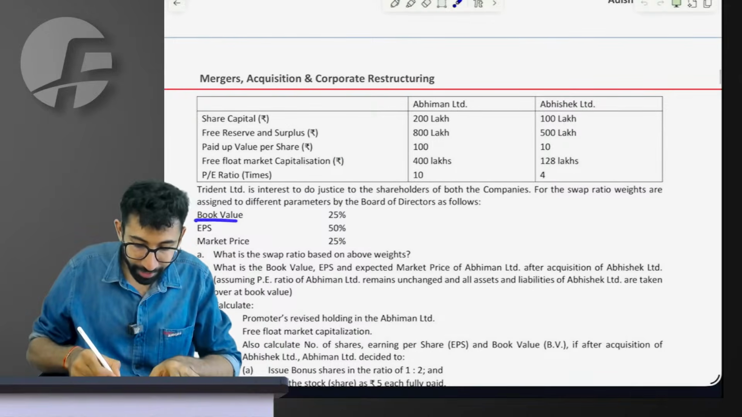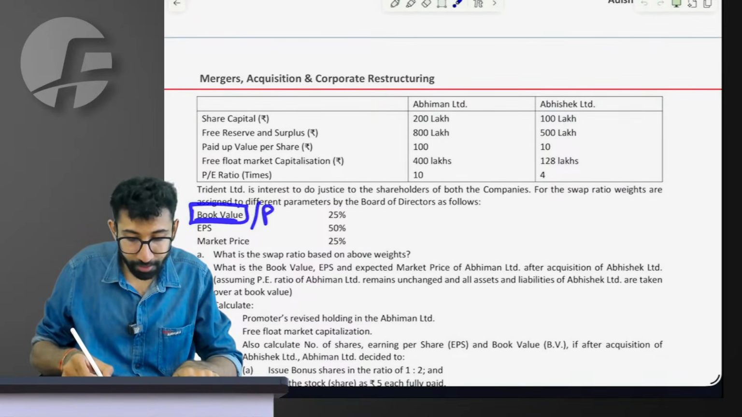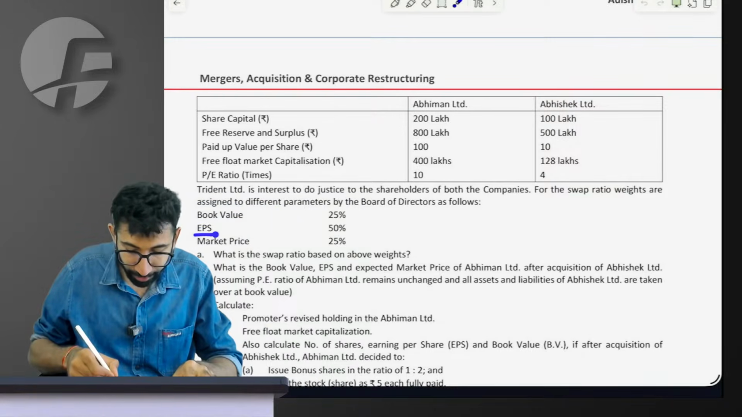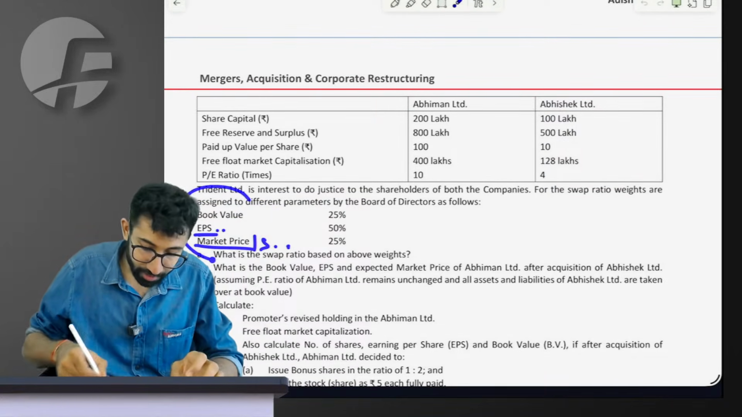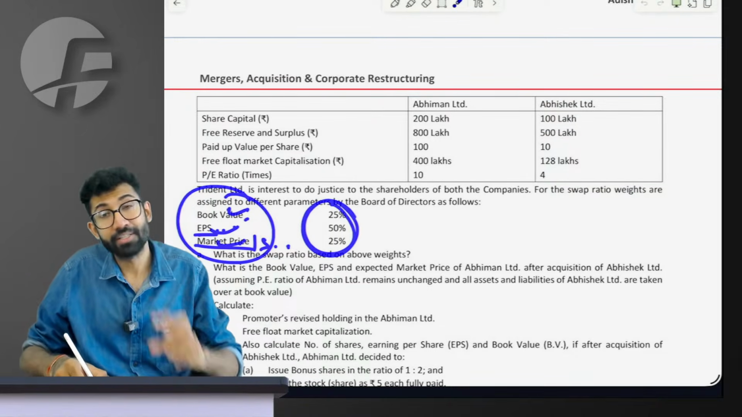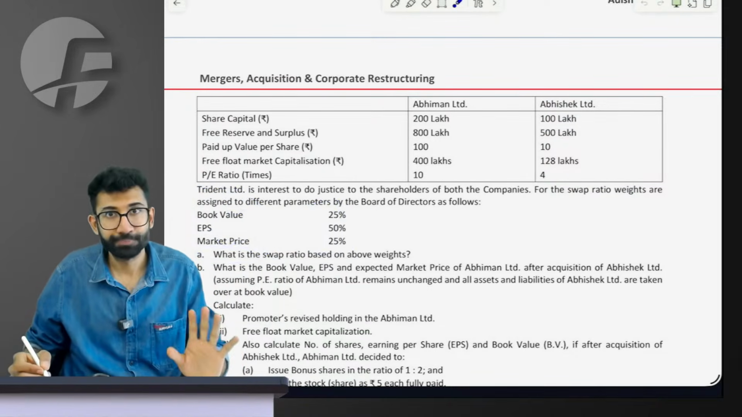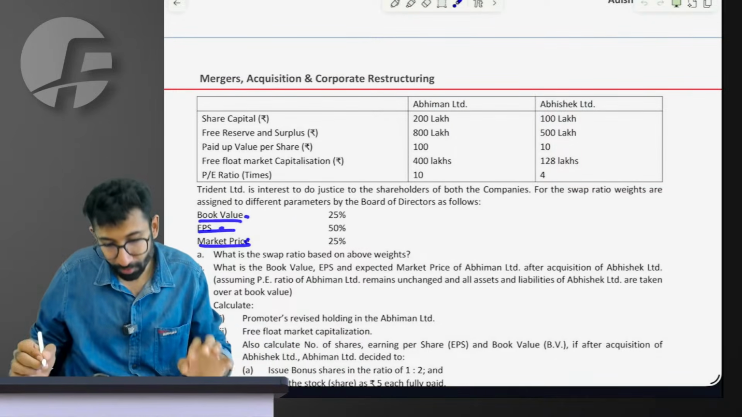They are saying you should find an exchange ratio based on book value. Is it the total book value? No, sir, always per share. Then you have to find the value as per EPS and as per market price per share. Once you have the exchange ratios using these three different parameters, give them these weights and find the weighted average exchange ratio. So let's first find the exchange ratio based on the individual parameters.